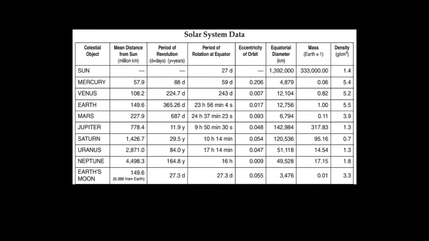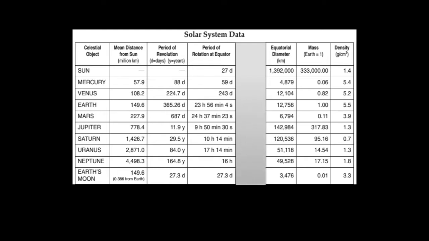And welcome back. So you'll see in the left-hand column the celestial object. The celestial object is the actual thing that's in space, starting with the sun, then the 8 planets, and ending with the Earth's moon. For the purposes of this review, we're going to block out the column that says eccentricity of orbit. We're not going to focus on that until we learn the material next week, so I'm ignoring it right now.